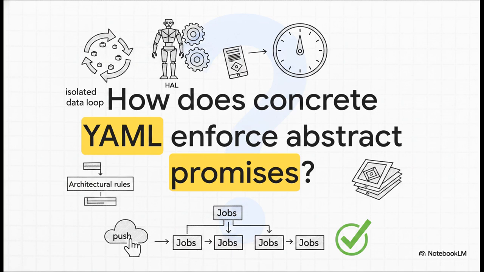So, we've built this bulletproof theoretical skeleton today, from an isolated data loop to a rigid HAL to the deterministic clock and our documented architectural rules. But this leaves us with one massive, provocative question. How does the concrete YAML of our CI/CD pipeline actually enforce all these abstract promises without failing? What does that exact sequence of jobs look like to turn a code push into a green check?